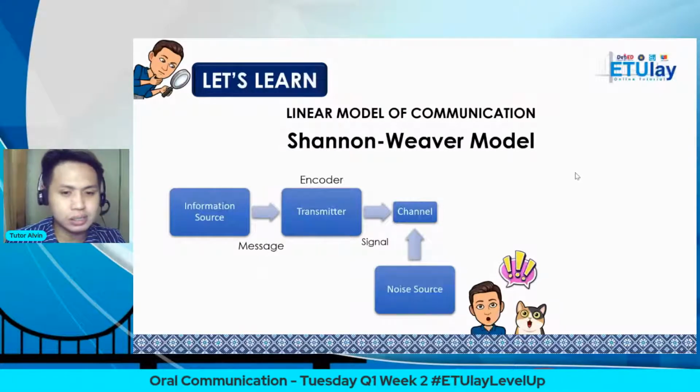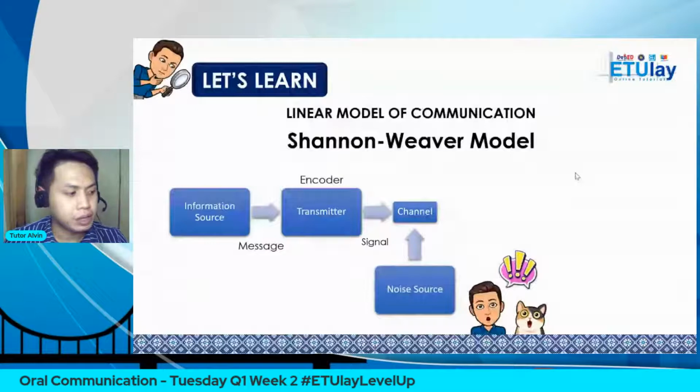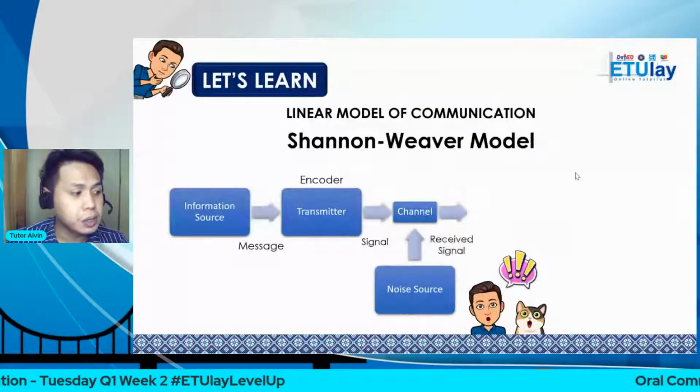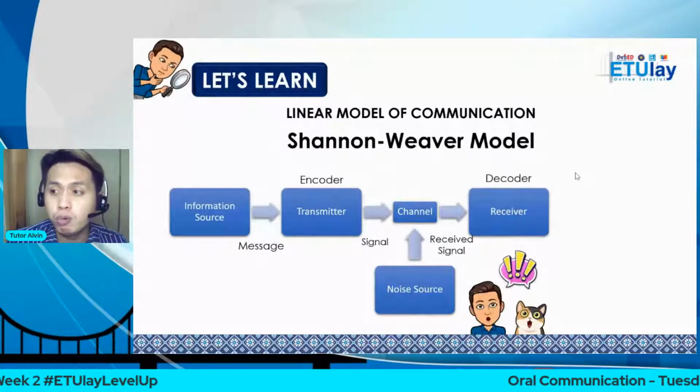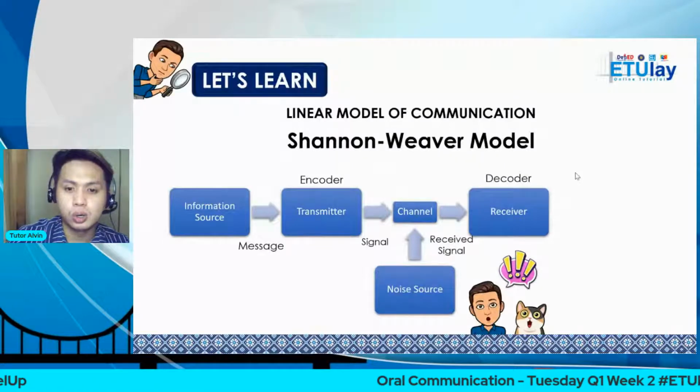Let's continue the process. After the channel, there must be a received signal going to the receiver, who will then decode the message.